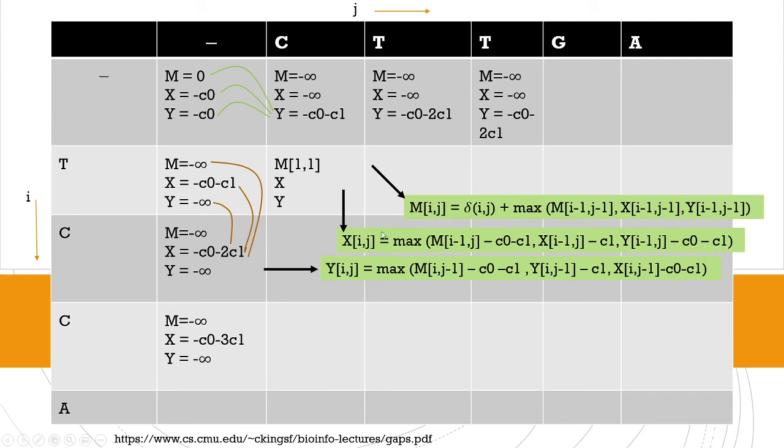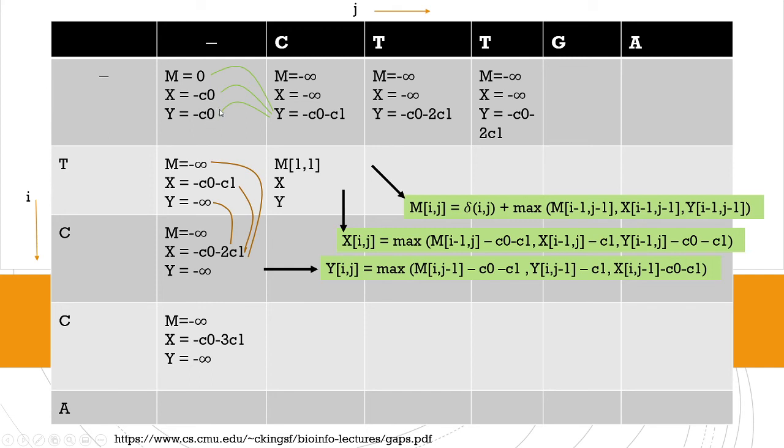So that's how xij is computed. Yij is very similar, but in the other dimension. In that case, when you go compute this y, it can come from any of these three. If you come from m, you have to pay the full price. If you come from x, x was going in this direction, so x also has to pay the full price. But if you come from y, it is already open.